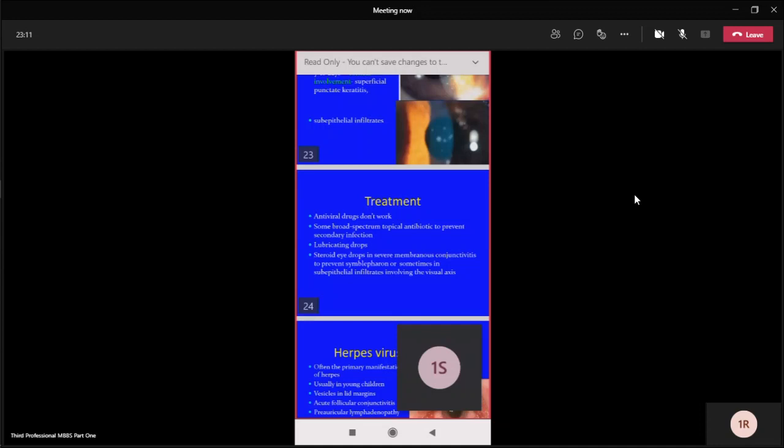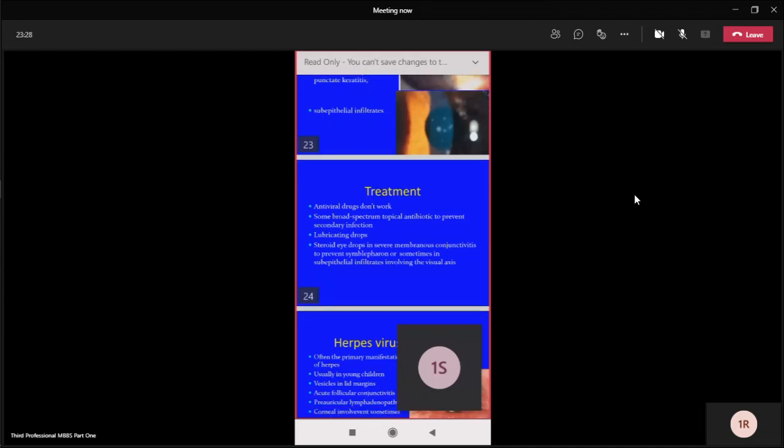We usually do not use any antiviral drugs in EKC. Some broad spectrum topical antibiotic to prevent secondary infections, some lubricating eye drops to minimize the symptoms. And if there is severe inflammation, we may use steroid eye drops with close follow-up to prevent symblepharon and sometimes subepithelial infiltrates. What is symblepharon? It is adhesion between the bulbar conjunctiva and the palpebral conjunctiva.